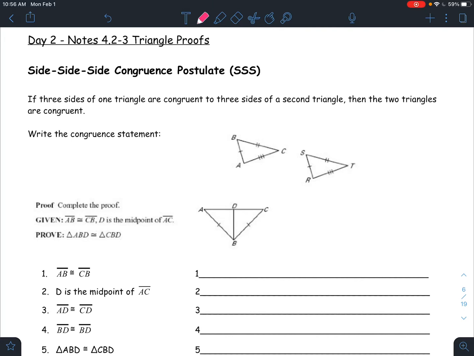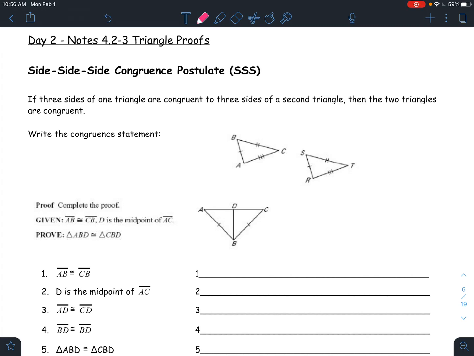All right, so we're going to start here on day 2. We're going to go through our different ways to prove triangles congruent. So our first one is side, side, side congruence. If 3 sides of one triangle are congruent to 3 sides of a second, then the 2 triangles are congruent.